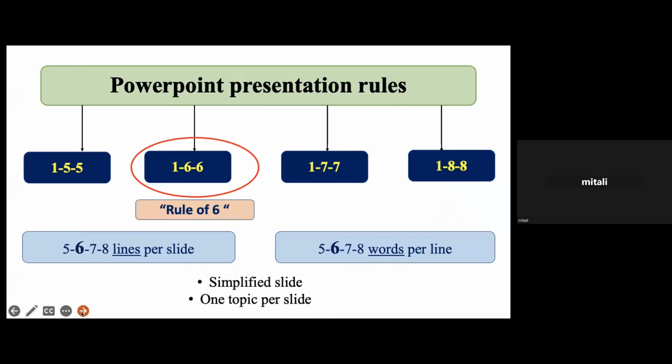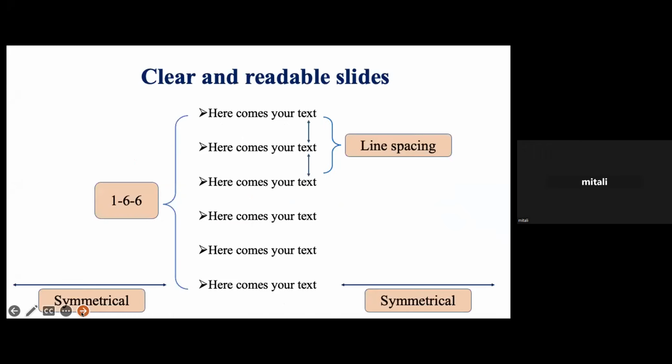The basic rule of a PowerPoint presentation is the rule of 6, which is one idea per slide, 6 lines per slide, and 6 words per line. However, 1-5-5, 1-7-7, and 1-8-8 are also commonly used. This will help to simplify the slide and drive across the message clearly. Whenever making the slide, there should be enough spacing between the lines. 1.5 to 2 is adequate spacing. The slide should be symmetrical with equal margins on both sides, and it should be clear and readable.